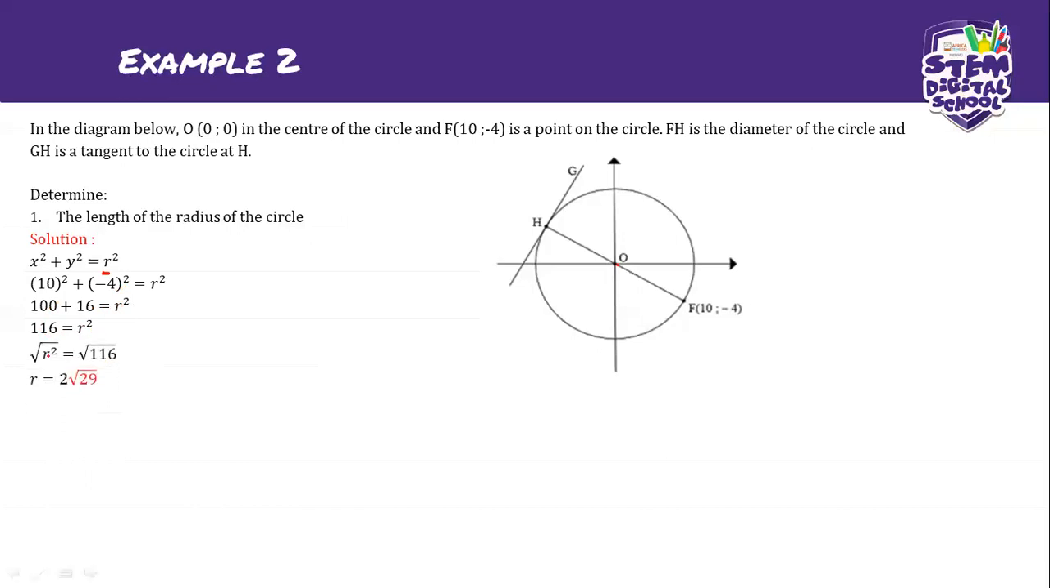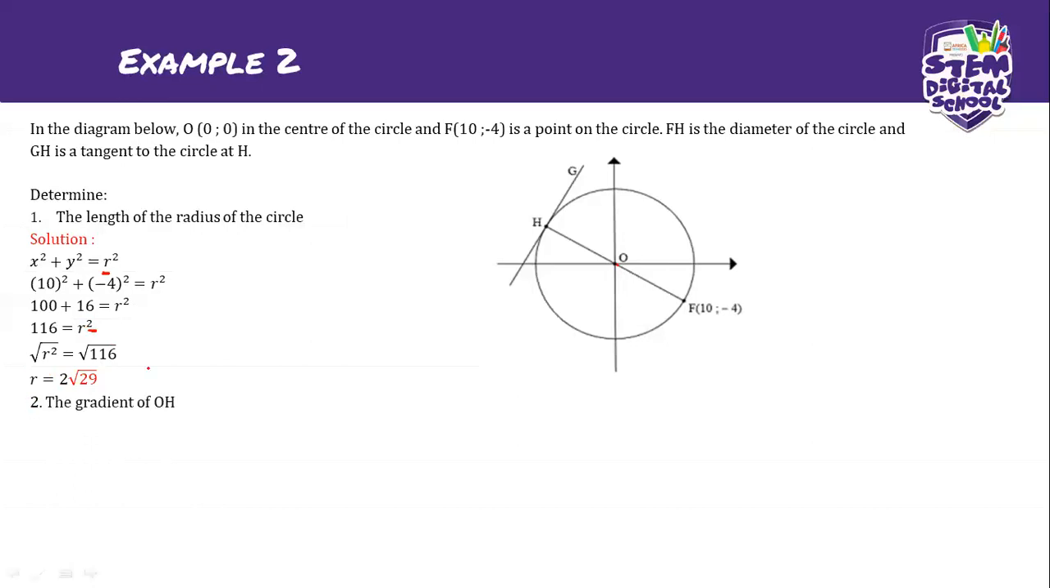So next, we put the square root on both sides because we want to get rid of this exponent 2. So we are going to square root both sides. Therefore, the value of r, which is the radius, equals 2√29. That's how you should determine the length of the radius.